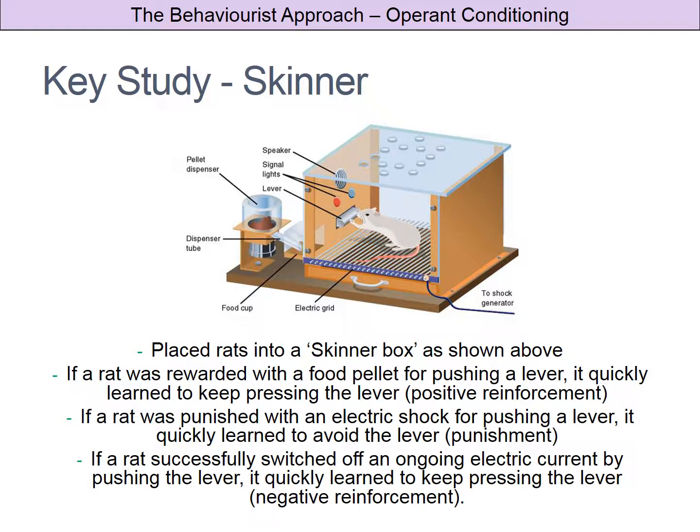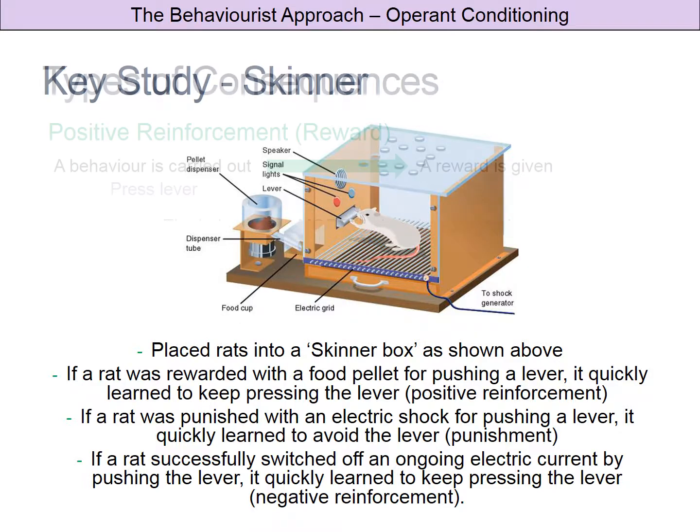In the third condition, the electric current was switched on anyway, and if the rat pressed the lever, then that electric current would be switched off. So the rat was in a negative situation, it was feeling this discomfort from the electric current, and if it pressed the lever, that bad situation was taken away, so that was negative reinforcement. And Skinner did find in that situation that, again, the rat learnt to press the lever multiple times.